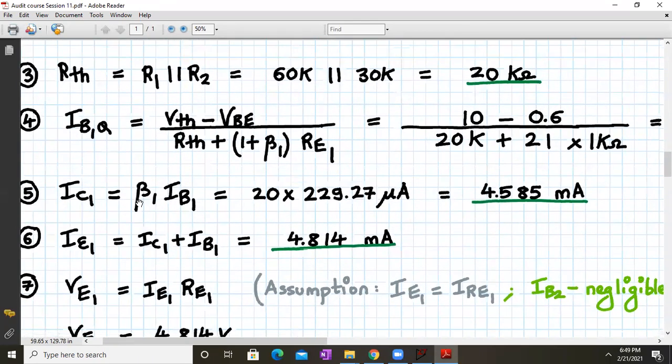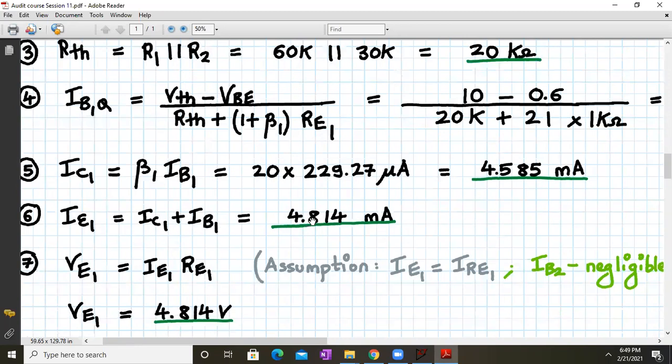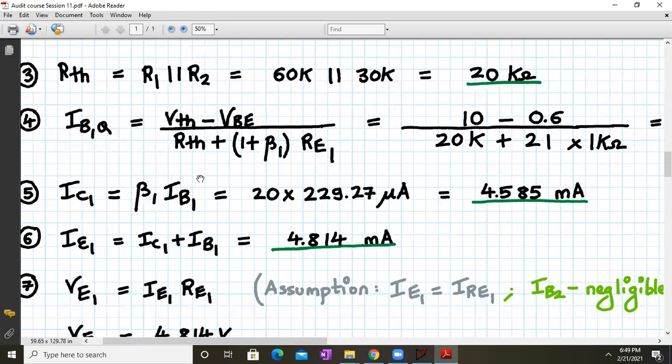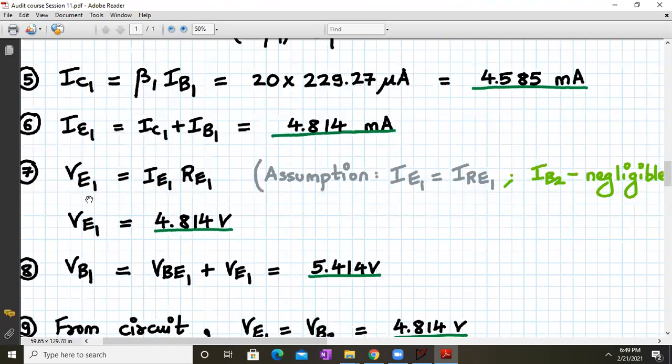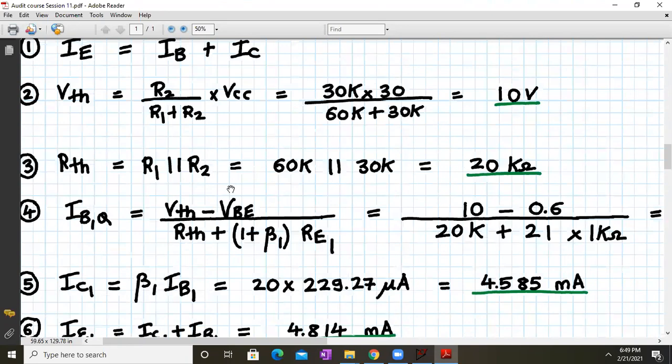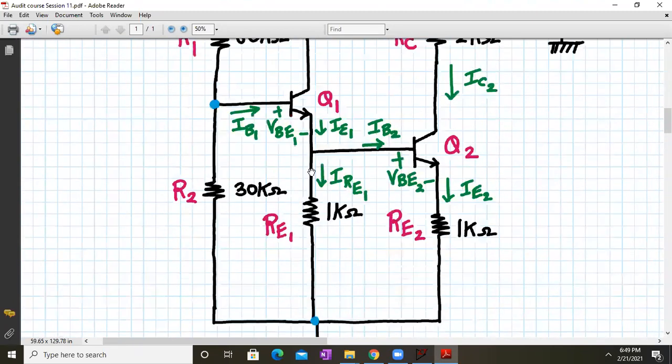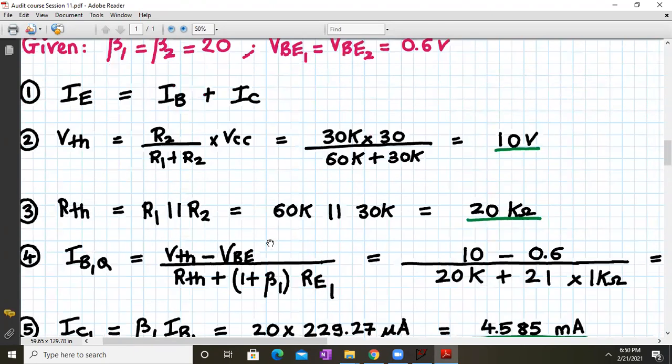Now, IC1 will be beta 1 times IB1, which will be 4.585 milliamperes. And IE1 will be IC1 plus IB1, which is around 4.814 milliamperes. So we have determined the terminal currents for transistor number 1. Now, VE1, we are assuming IE1 into RE1. Over here, VE1 is actually IRE1 into RE1, but we are assuming that the same current IE1 flows through the resistor RE1. This is an assumption. Basically, we are ignoring IB2 initially.